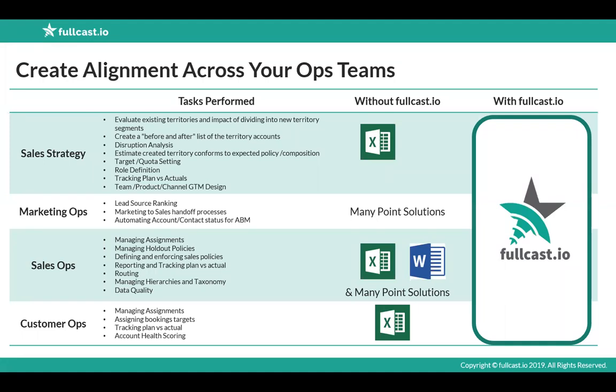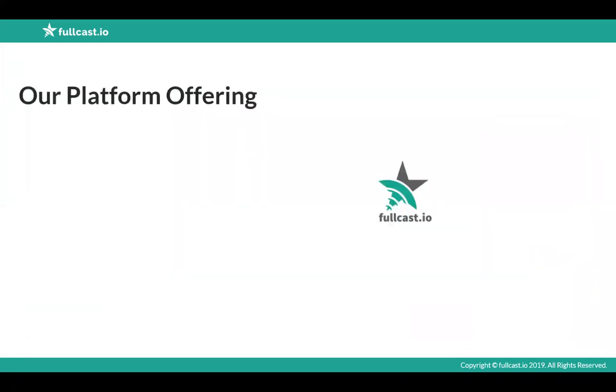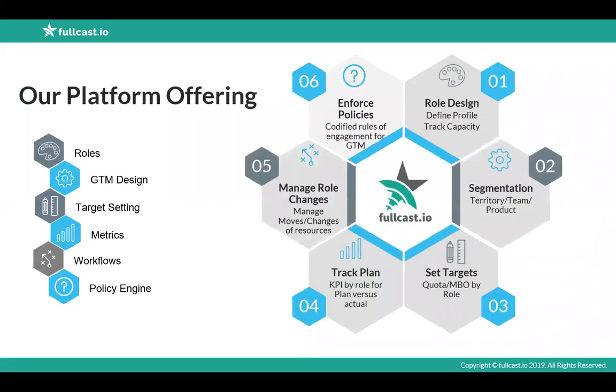And the customer ops teams are essentially doing the similar things. They are managing assignments, they are managing bookings targets, tracking plan to actuals, they're trying to do account health scoring, either in Excel or they could use the different systems. But ideally, right, you want all of that in one place. So as we start thinking about Fullcast, right, we broke the demo and the platform itself into these 6 buckets.